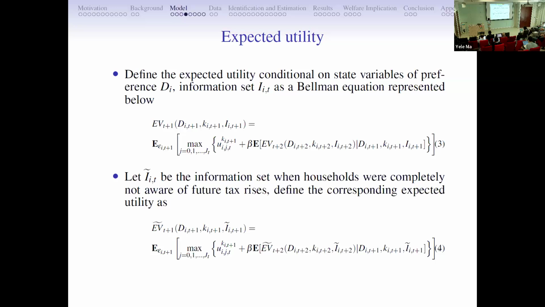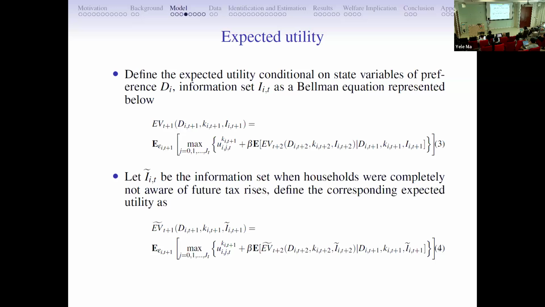DI includes something like the income of the household that we observe in the data, and also the heterogeneity that is drawn from a normal distribution. KIT plus 1 means the ownership, the state variable of vehicle ownership. And IIT plus 1 means how the households perceive the future market will be. For instance, the I signifies the information set. Suppose that the government pre-announces a tax rise in advance, such information will be captured in the Markov transition matrix from IIT plus 1 to future IIT plus 2 here. So its present value is just a combination of its flow utility and the discounted value of the future value function.